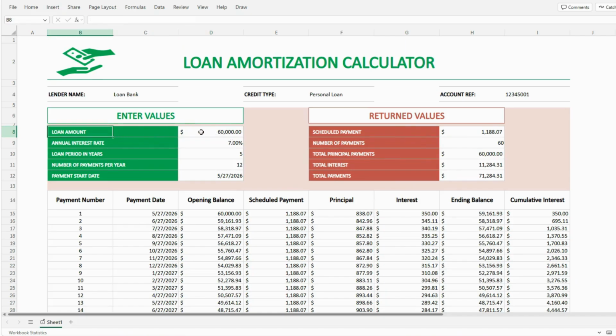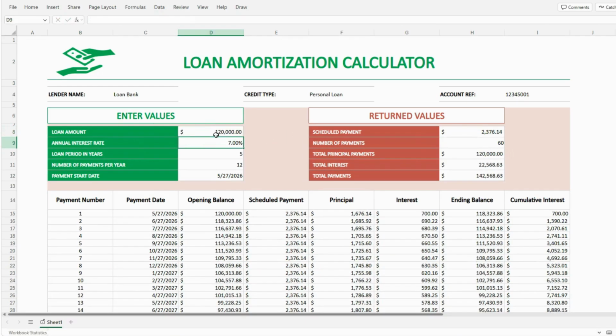We have the loan amount. This is the capital or the balance that you've been given by the creditor. Let's say, for example, in this scenario, it's 120,000 that you have been given. Then the annual interest rate: you will be given the interest rate by the credit provider. They will tell you what the interest rate is, and you put in the rate. It's always calculated per year, so you put the annual rate here.